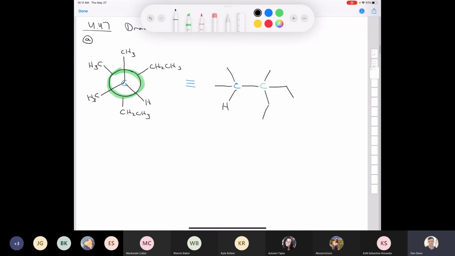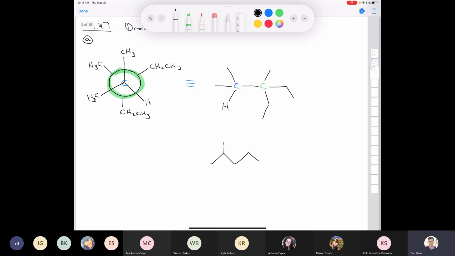So then if you want to draw a bond line structure, you can tidy that up. You've got a total of what? How many carbons in the longest chain? You've got 1, 2, 3, 4, 5. So you could just make it a little prettier. 1, 2, 3, 4, 5.